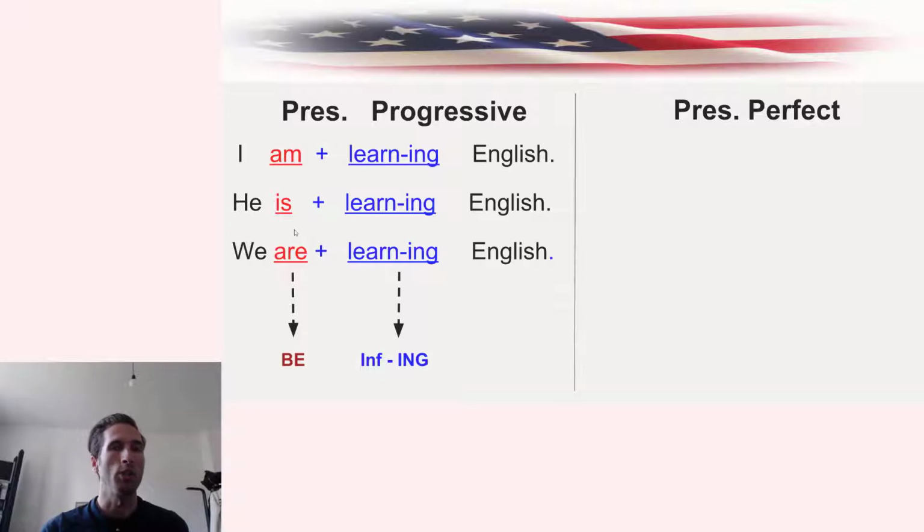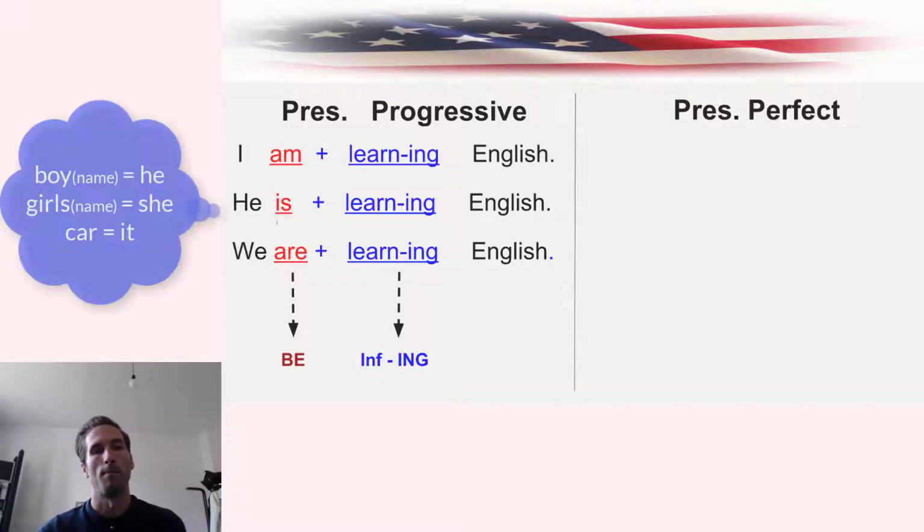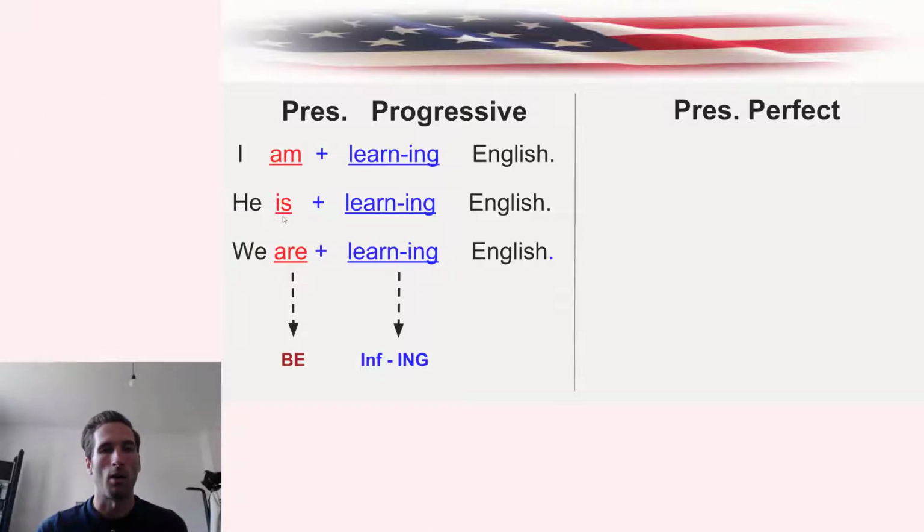But if we use a he, she, or it, or anything that could be replaced with he, she, it, for example, a boy would be he, a girl would be she, same with names, or things like cars, a car would be an it. We use is, okay, the verb is. Again, all of these are a form of be. If we have the plural form, here I chose we, could also say they. We have to use are for plural meaning. We are learning English. Again, the rest remains the same.